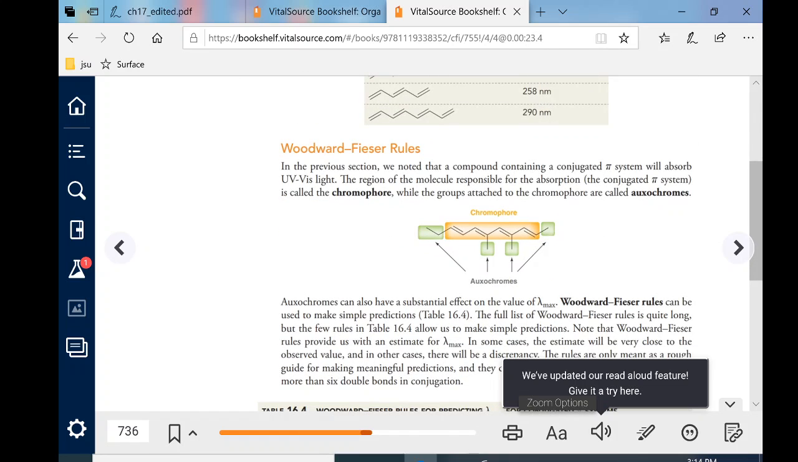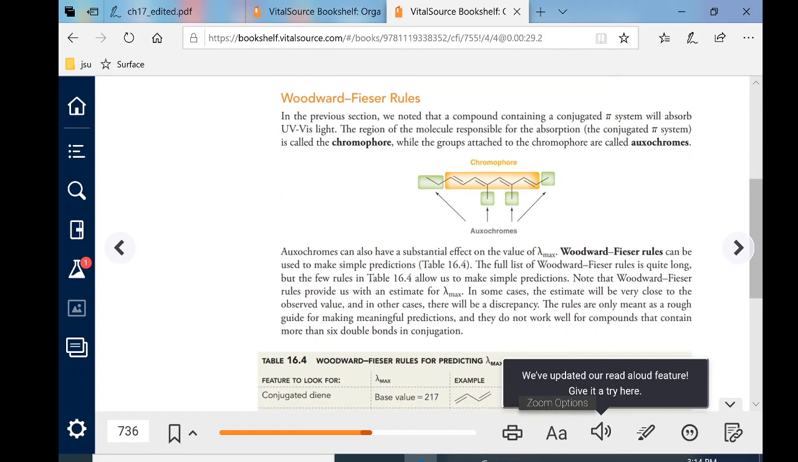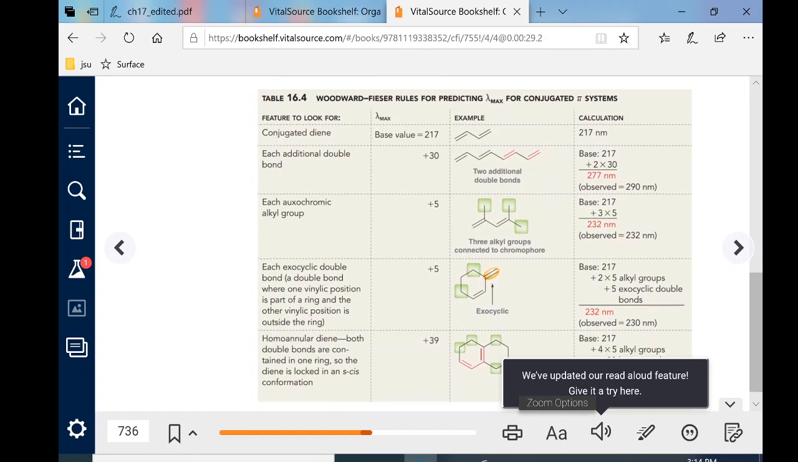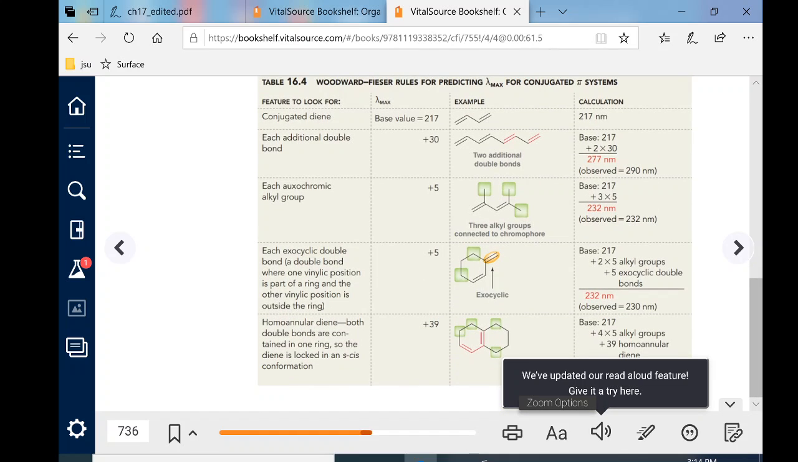Now you can actually calculate what that lambda max would be if you know all of the things that are connected to our overlapping, conjugated pi system. For example, you're going to add 30 nanometers for each additional double bond, 5 for each methyl group or alkyl group, and then if you have a double bond outside a ring or inside a ring, it's going to vary like that.